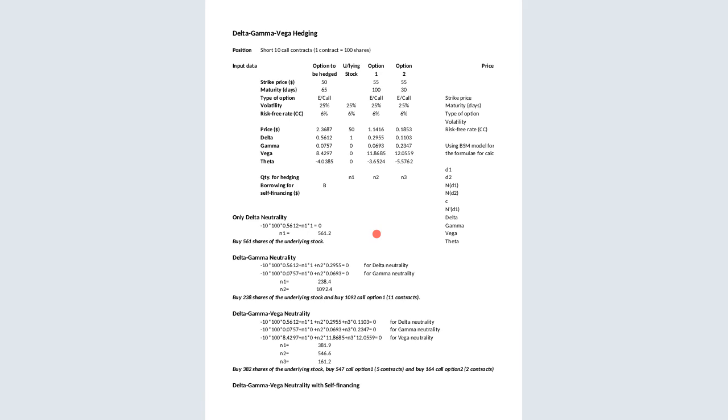So I've done it separately. The first one is delta neutrality with self-financing. The second one is delta and gamma neutrality with self-financing, and then delta gamma vega neutrality with self-financing.